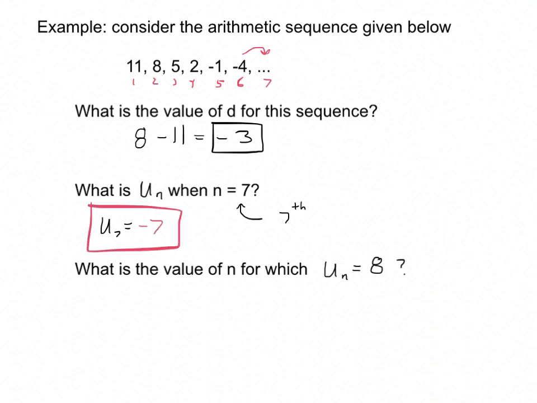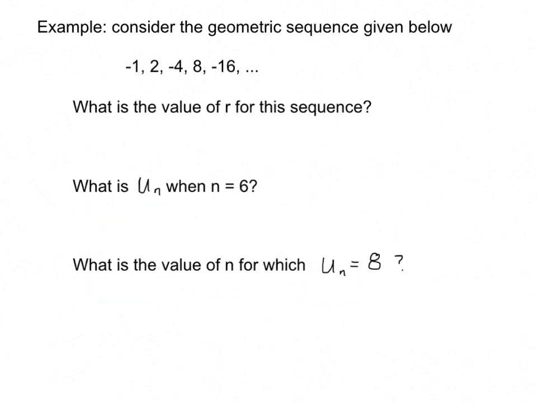Okay. Next, what is the value of n for which U sub n equals 8? Okay, so in this case, they're giving us the term. They're saying, hey, one of the terms of the sequence is 8. Which one was it? Was it the first term, the second term, the 17th term? We can see 8 is right here, and that was the second term, so n equals 2. Okay? Last example here, I want us to consider the geometric sequence given below.